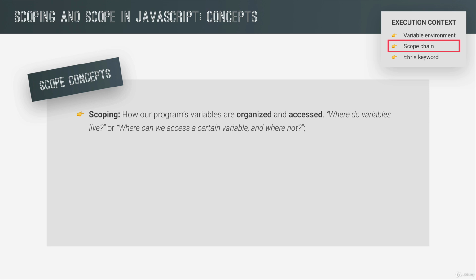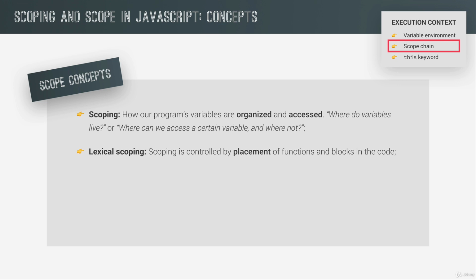Now, in JavaScript, we have something called lexical scoping. And lexical scoping means that the way variables are organized and accessed is entirely controlled by the placement of functions and of blocks in the program's code. For example, a function that is written inside another function has access to the variables of the parent function. Okay? So again, variable scoping is influenced by where exactly we write our functions and code blocks.